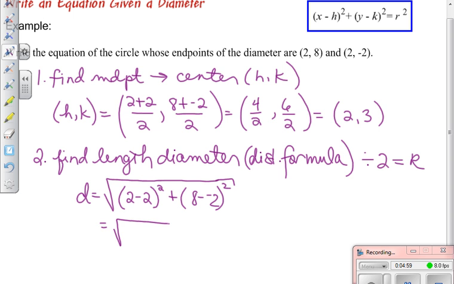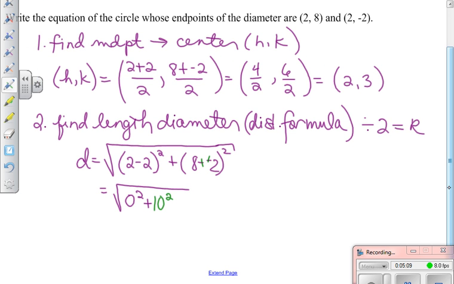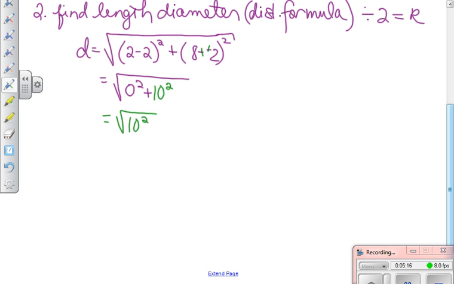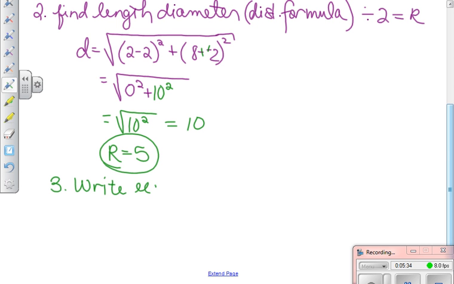So my diameter is equal to the square root of 0 squared plus, minus a minus is plus, 10 squared, which is equal to the square root of 10 squared. Now the square root of something squared is the something. Now if you take it out to 100, the square root of 100 is 10, either way. So that means my radius is 5. So now I need this value. Now I can write the equation.